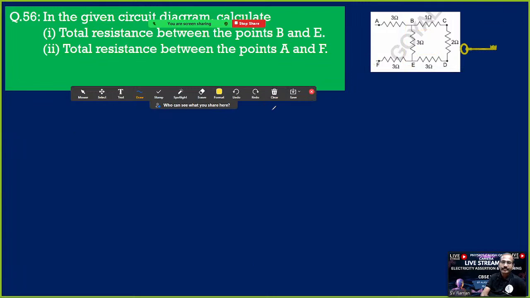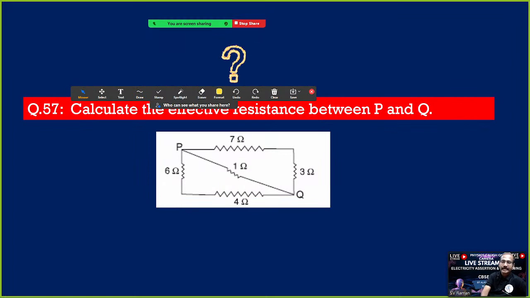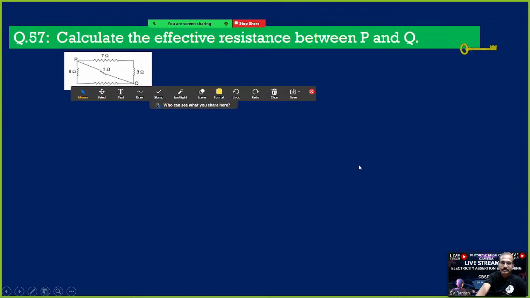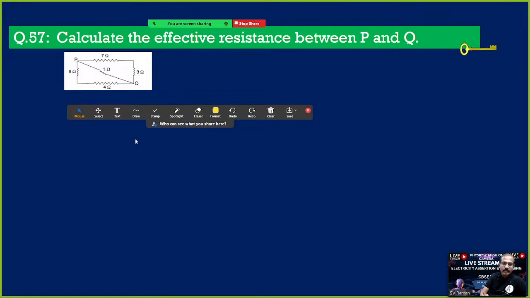Next question. Shortly we'll go for assertion and reasoning questions. Calculate the effective resistance between P and Q. This type of question we noticed many times. They give a circuit diagram. Kindly notice over here. P to here 7 ohms, again 3 ohms, and P to Q 1 ohm, and the down one is 6 ohms and 4 ohms.